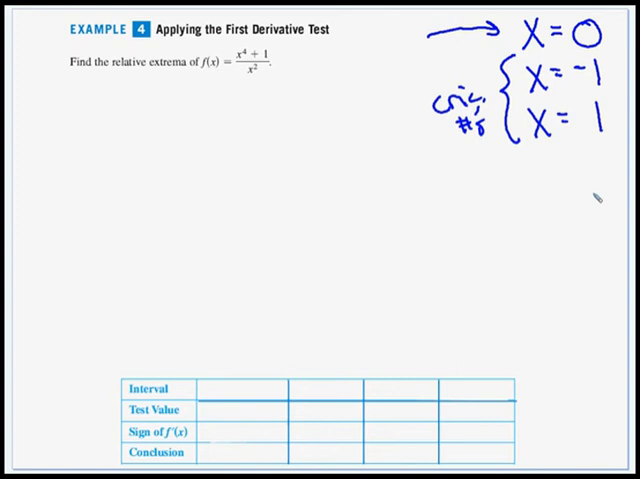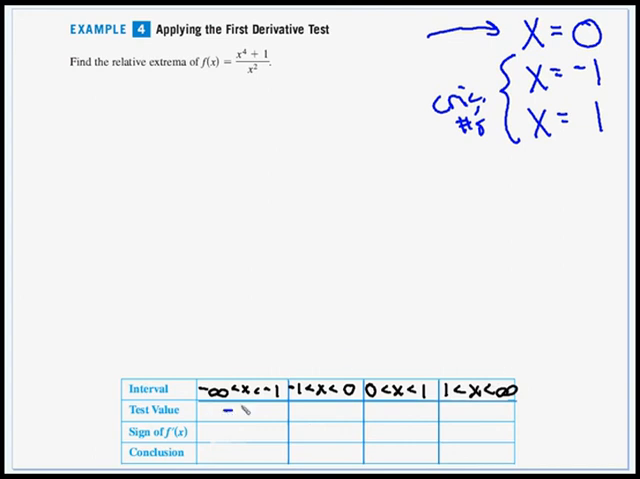So let's move on to our test intervals here. Our first interval is going to be from negative infinity up to negative 1, and then from -1 to 0. Our third interval goes from 0 to 1, and our last interval from 1 to positive infinity. Now we just want to pick out some test values, plug them into the derivative, and see what the value of our derivative is, positive or negative.